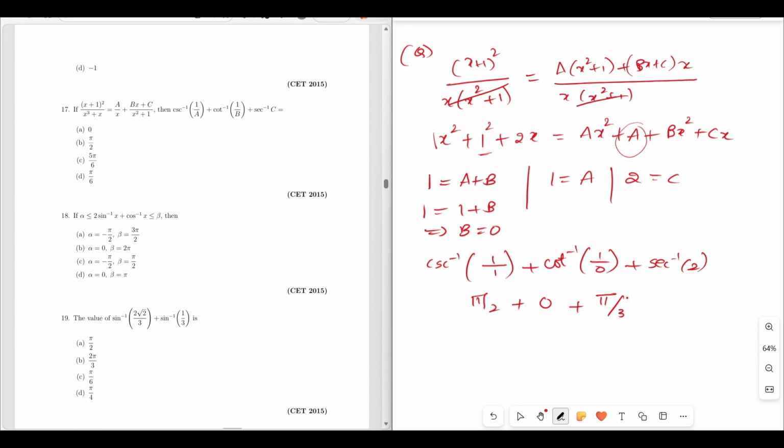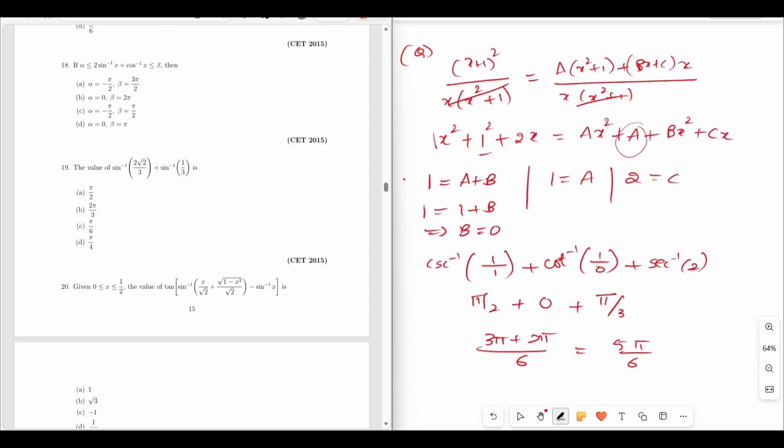Okay. So now on simplifying pi by 2 plus pi by 3, we get 3 pi plus 2 pi divided by 6, which is equal to 5 pi divided by 6. The right option is option C, 5 pi by 6. So moving on to the next question.